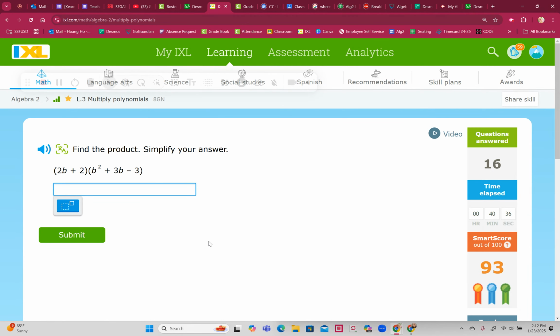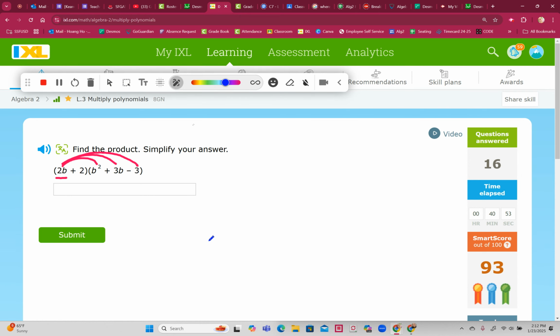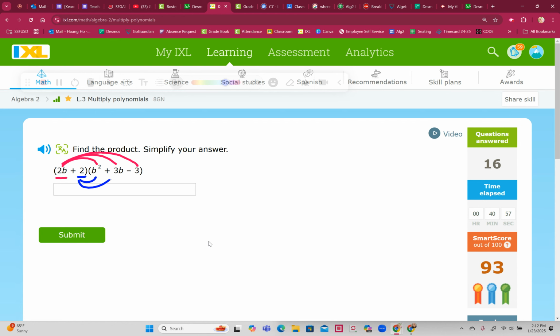Alright, let's do one more time. Same thing over here. I start with 2b. Multiply with each term in the second parenthesis. When you're done, you move on to number 2 and you do the same thing. 2 multiplies with each term in these right parentheses. So now let's do this.